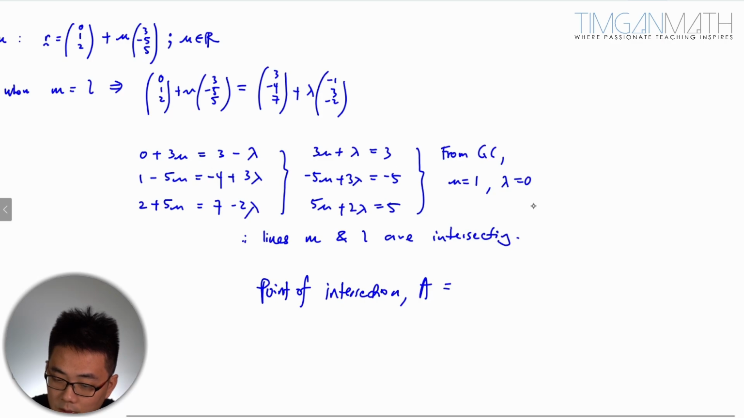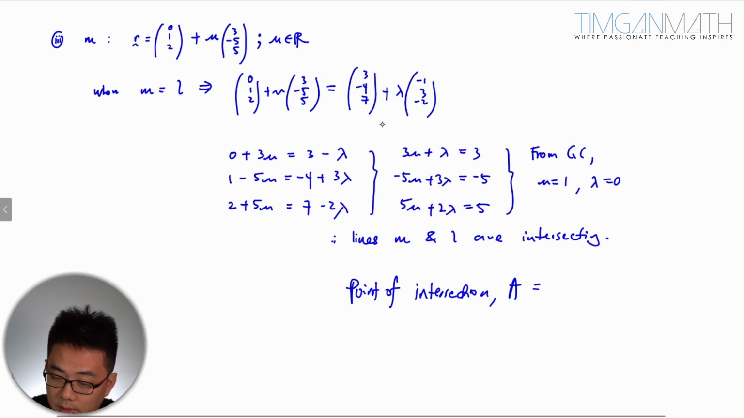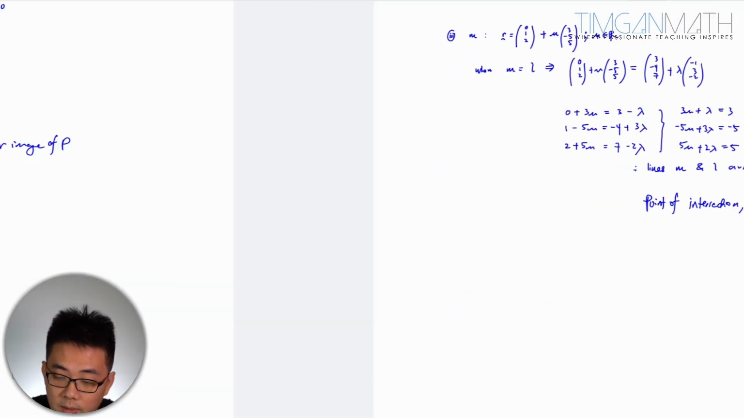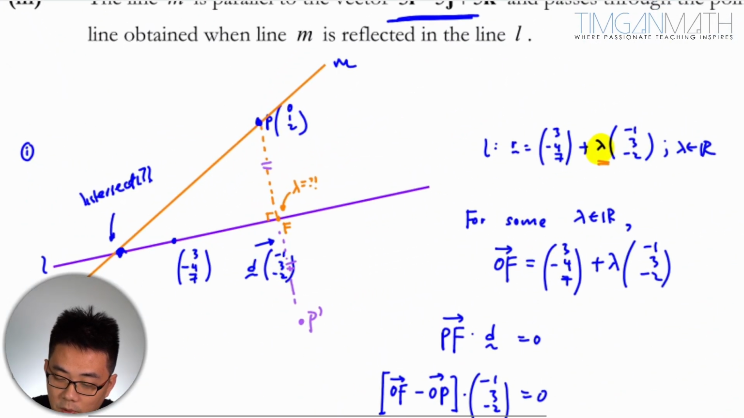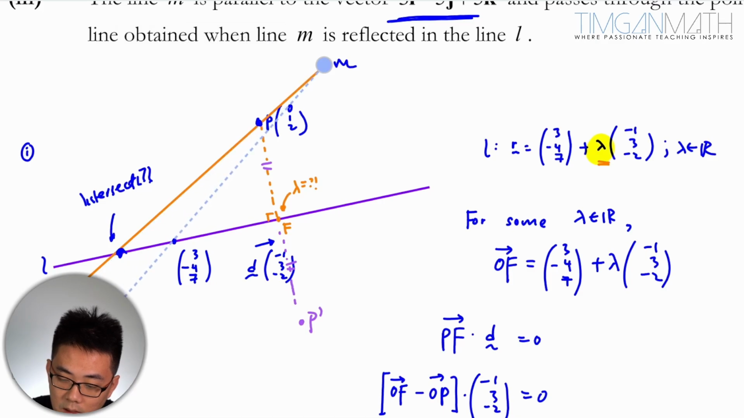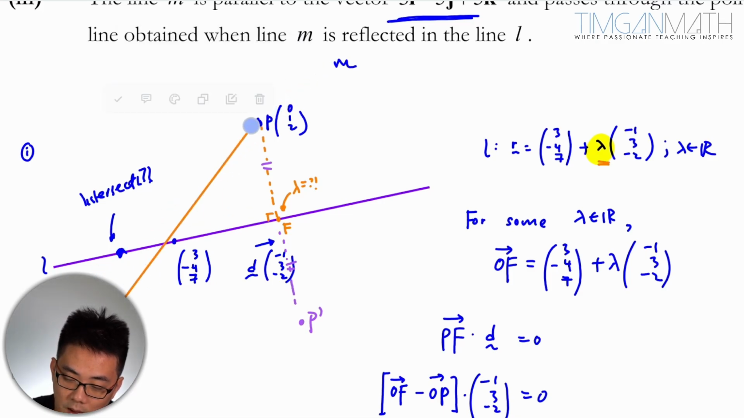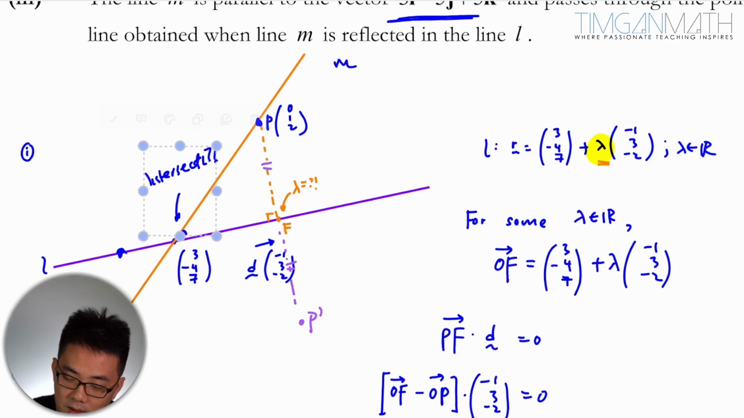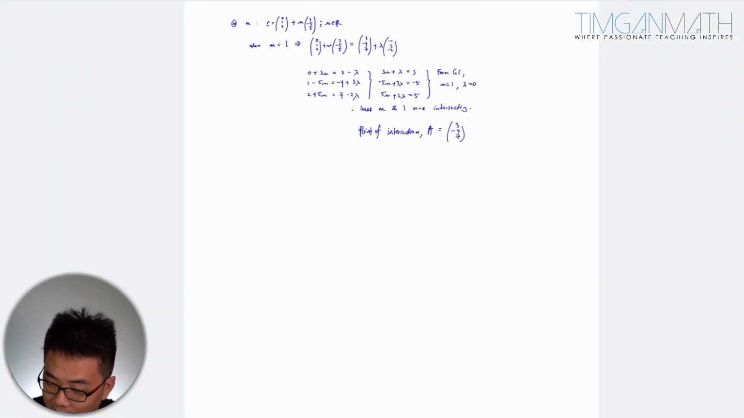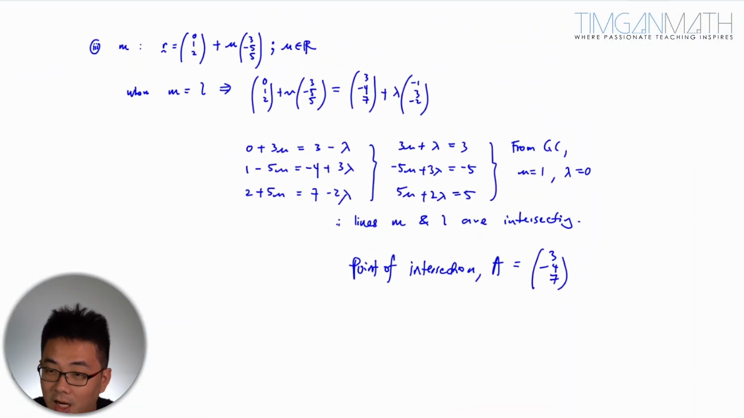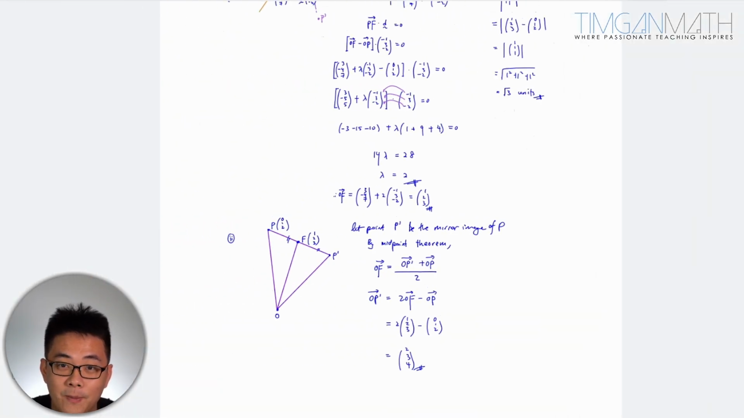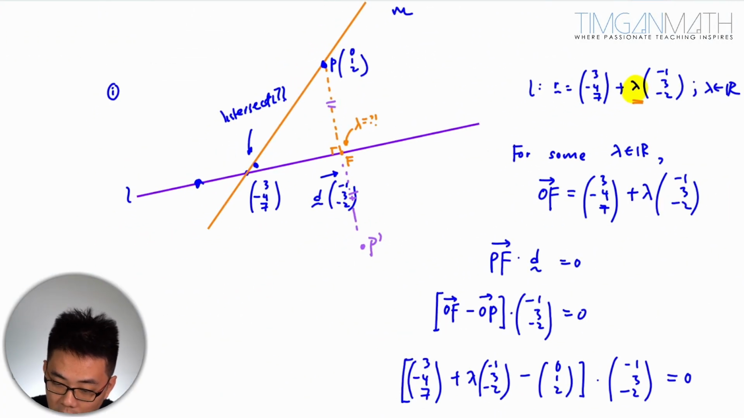Just substitute into either line equation. I'm going to substitute mu equals 0 into this. So this is (3, -4, 7). My goodness, it's this point here, the point that we're looking at. So it passes through this point (3, -4, 7). I couldn't see it at the start, but anyway, that is the point there.